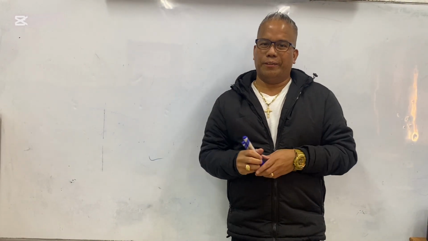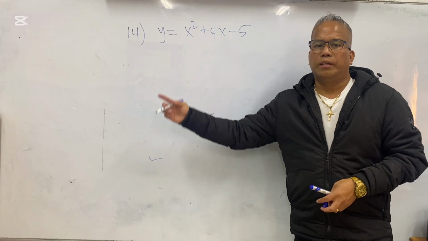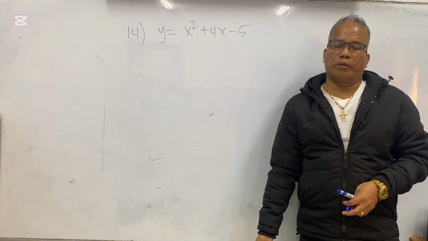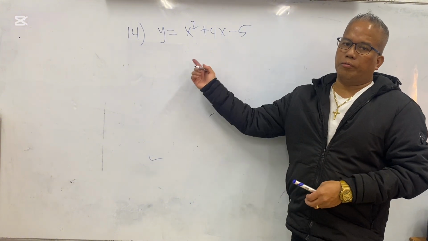Question number 14. This is the last question. Complete the table of values, then sketch the graph of each function. y equals x squared plus 4x minus 5. Given this quadratic function, we are going to complete the table and sketch the graph of this.